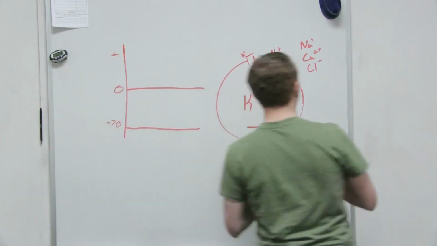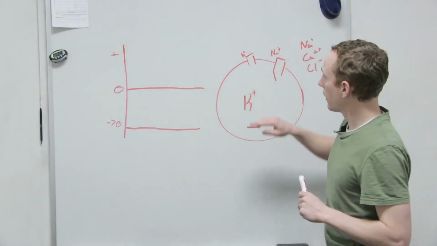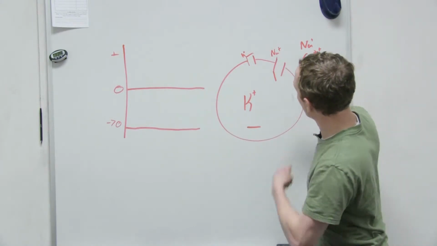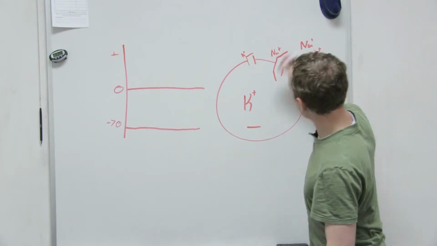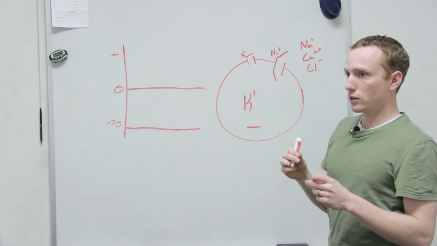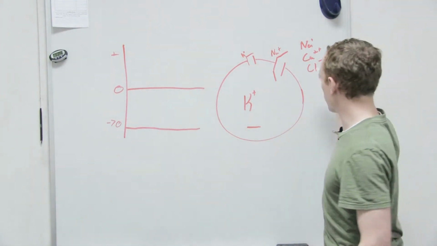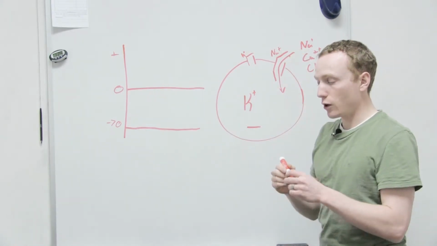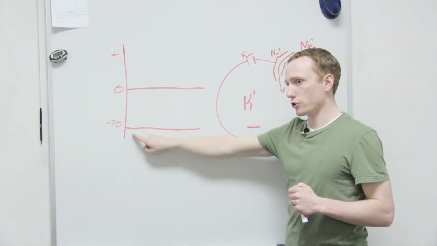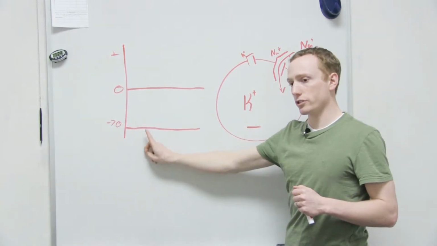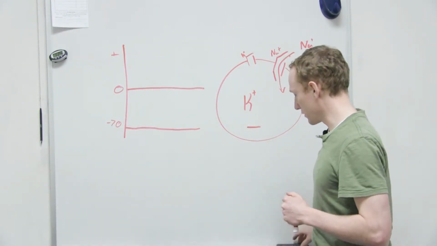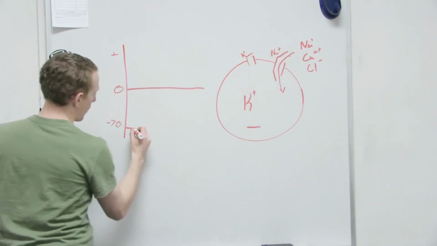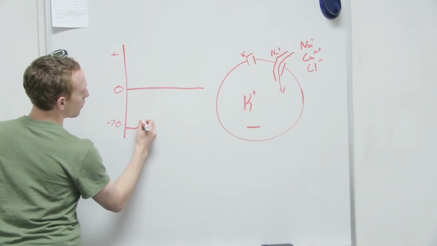But if I did something that opened this sodium gate, where would sodium flow? Sodium would flow in. It would flow in because it's high out here. So it's going to flow inside the cell. What would that do to its charge? Make it more negative or more positive? More positive. More positive. So we have an event that depolarizes it.